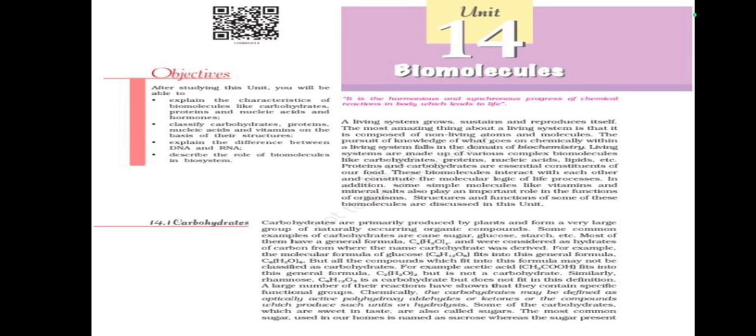Carbohydrates. Carbohydrates are primarily produced by plants and form a very large group of naturally occurring organic compounds. Some common examples of carbohydrates are cane sugar, glucose, starch, etc. Most of them have a general formula Cx(H2O)y and were considered as hydrates of carbon, from where the name carbohydrate was derived.